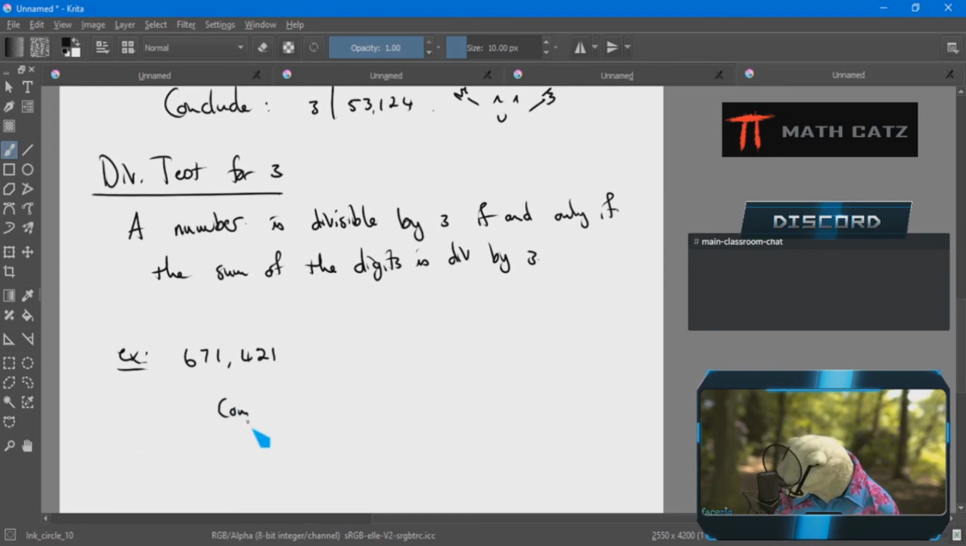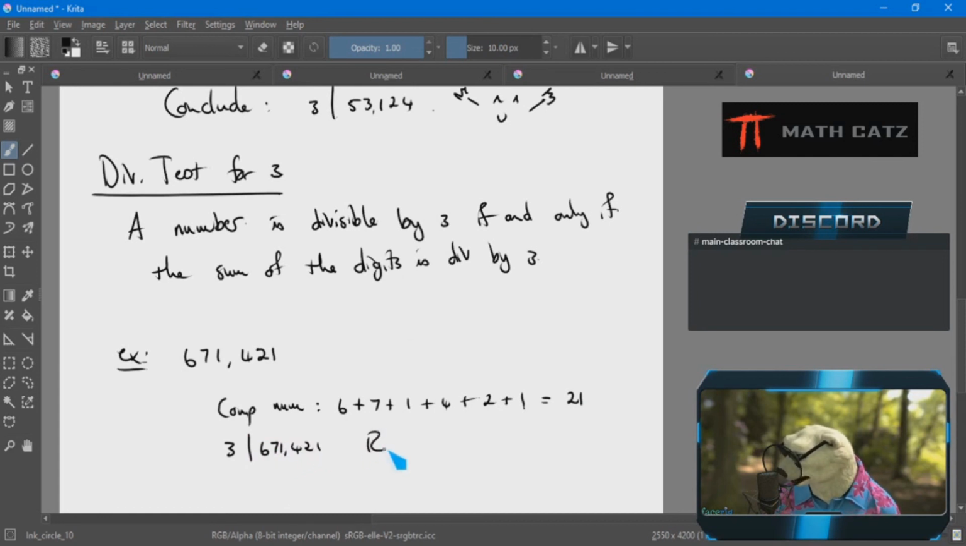My comparison number, I'll call it, is going to be 6 plus 7 plus 1 plus 4 plus 2 plus 1. And what is that? That is 13, 14, 18, 21. Oh, it's 21. It's a coincidence. So I can say that 3 divides into my original number, and my reason is that 3 divides into this comparison number.